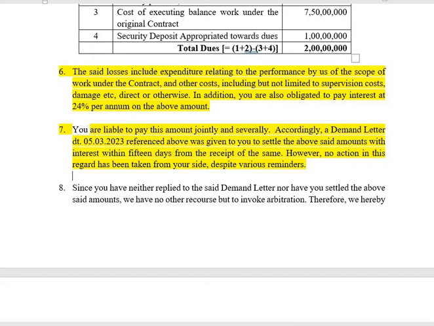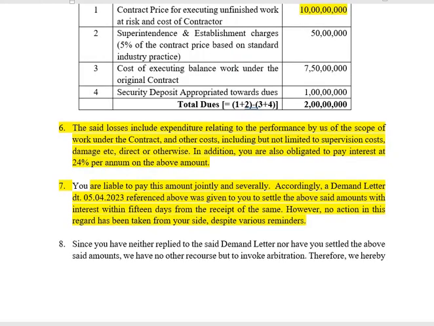Accordingly, a demand letter dated 5/3/2023. The demand letter should read dated 5/4/2023, referenced above, was given to you to settle the above amounts with interest within 15 days from the receipt of the same. However, no action in this regard has been taken from your side despite various reminders.